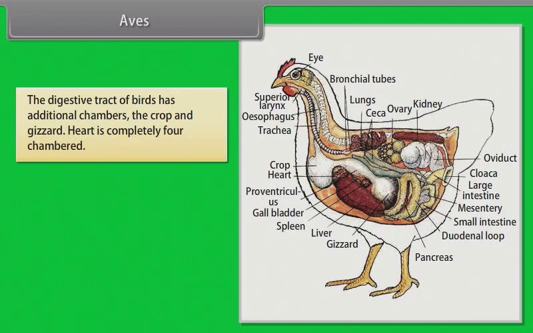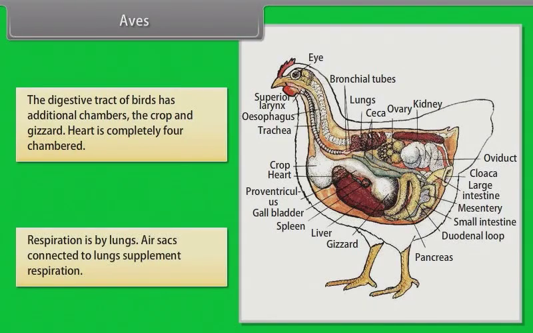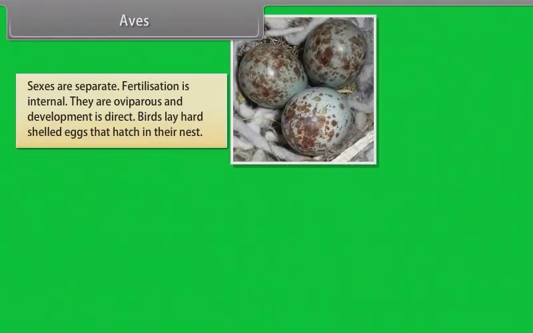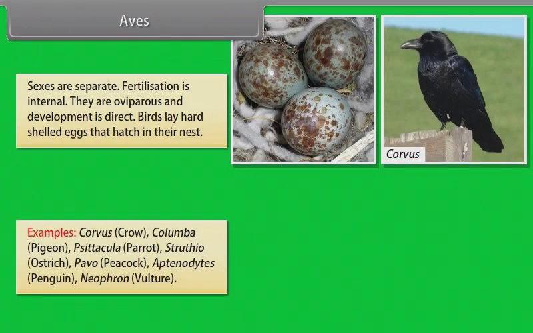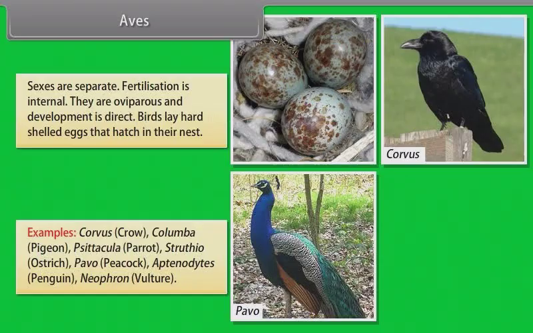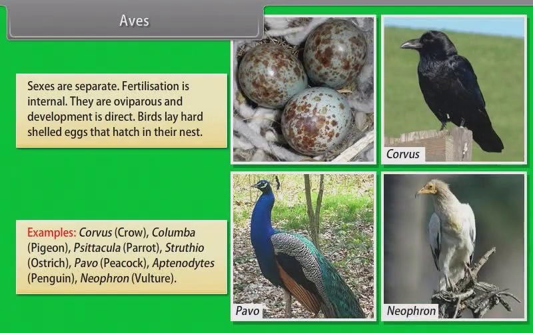The digestive tract of birds has additional chambers, the crop and gizzard. Heart is completely four-chambered. Respiration is by lungs. Air sacs connected to the lungs supplement respiration. Sexes are separate. Fertilization is internal. They are oviparous and development is direct. Birds lay hard-shelled eggs that hatch in their nest. Examples: Corvus, crow; Columba, pigeon; Psittacula, parrot; Struthio, ostrich; Pavo, peacock; Aptenodytes, penguin; Neophron, vulture.